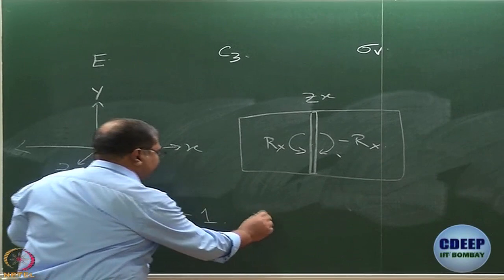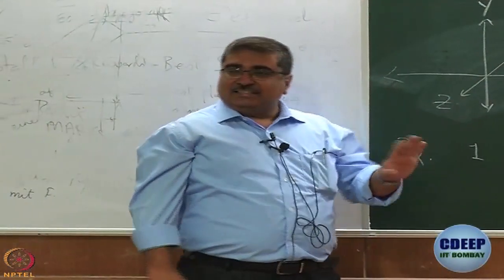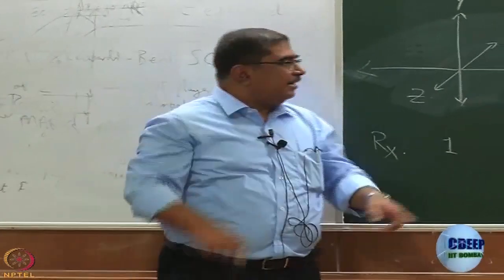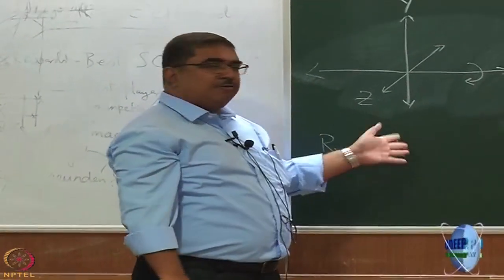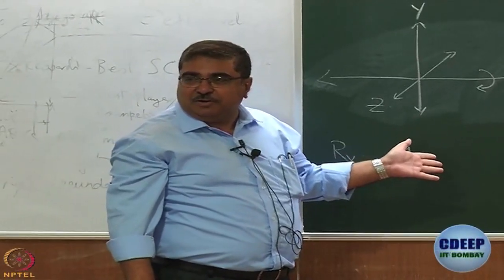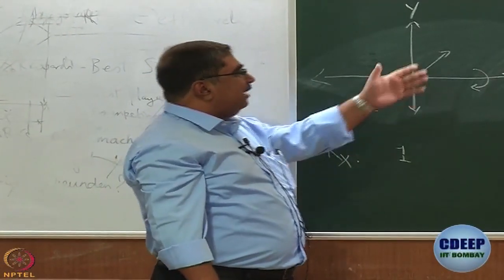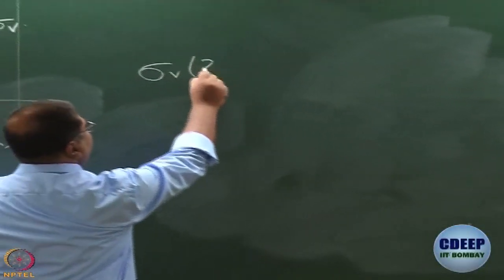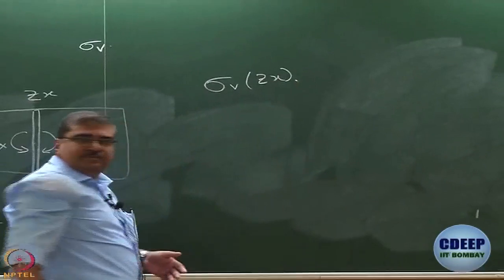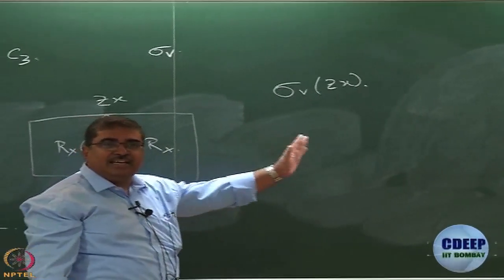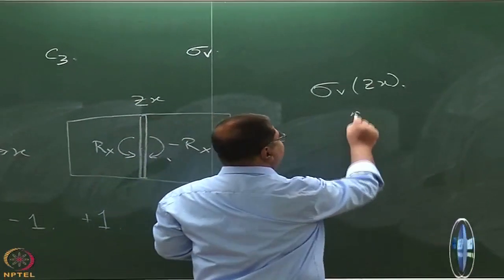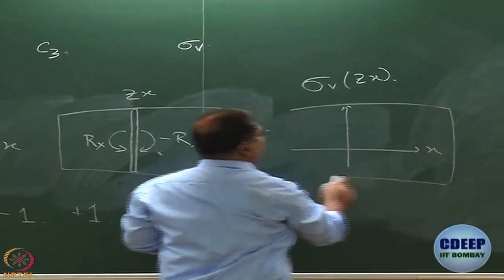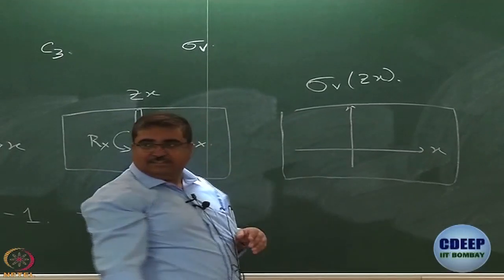So, character is +1. What I am trying to say is this, you have understood what Rx is, this is x, this is Rx. Now, of course, character of E is going to be 1, no issue with that. But if I now apply sigma v is Zx. Okay. Now, this time I will try another orientation. This is Z, this is X, this plane of the board now is your sigma v x.